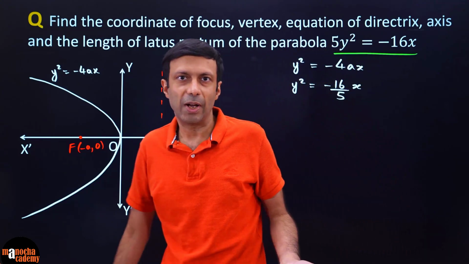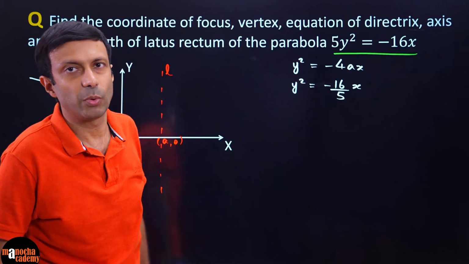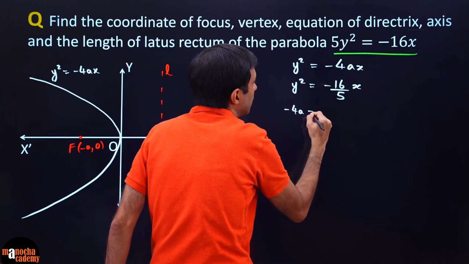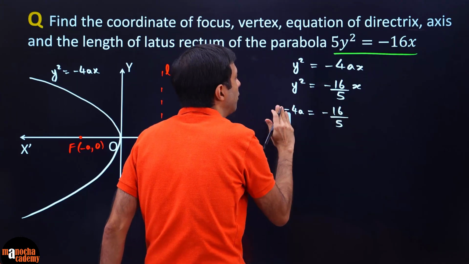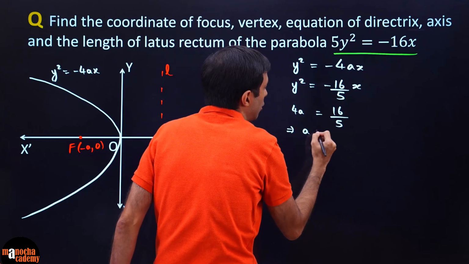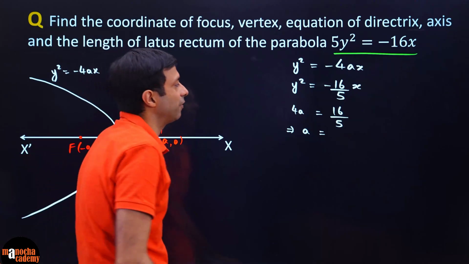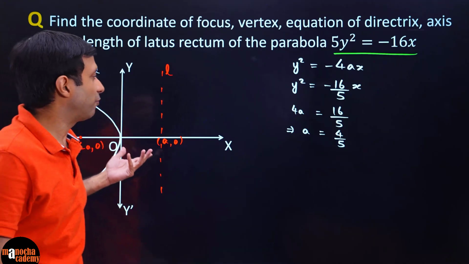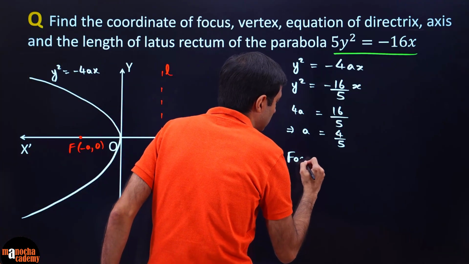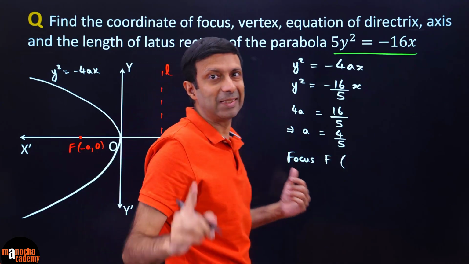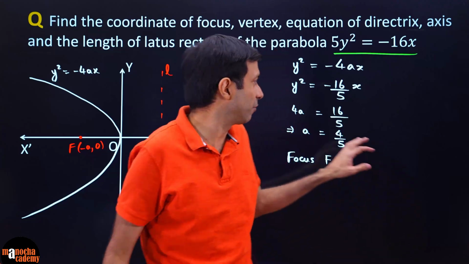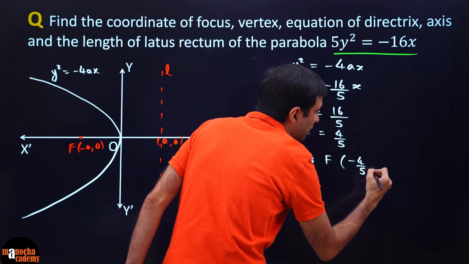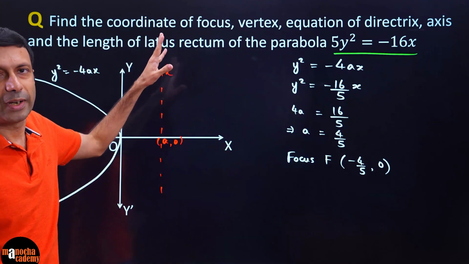So our job first is to find the value of a, which we can easily find by comparing this equation with the standard form. So I can write based on this that minus 4a is minus 16 by 5, or simply you can write 4a is 16 by 5. So the value of a is going to be 16 by 5 divided by 4. So that's basically 4 by 5. There you go. So now based on this we have found our focus. So the focus F is going to be minus a comma 0. Remember, the a value should always be positive. We have got a positive a value. So focus is going to be minus 4 by 5 comma 0. Clear? So we have found the coordinate of the focus.